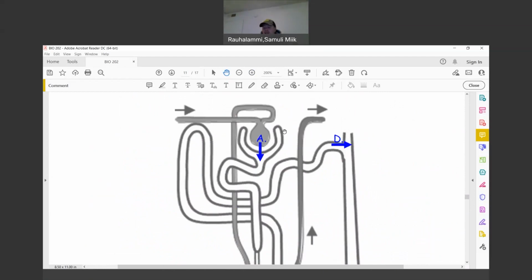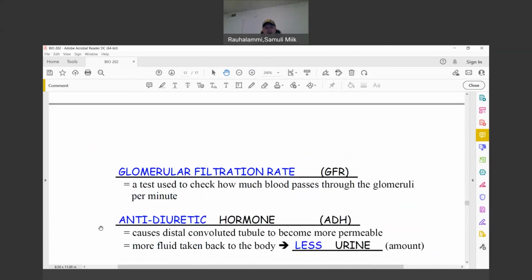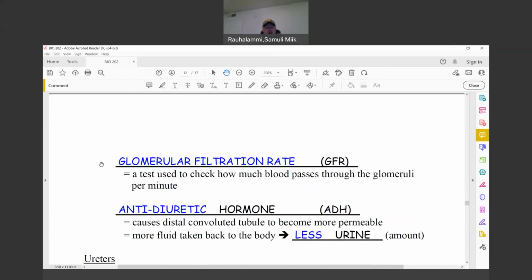If you have a high GFR number, we know they're working well. If GFR number is too low, that will then cause issues that we cannot use certain medications or contrast agents in medical imaging and so on.